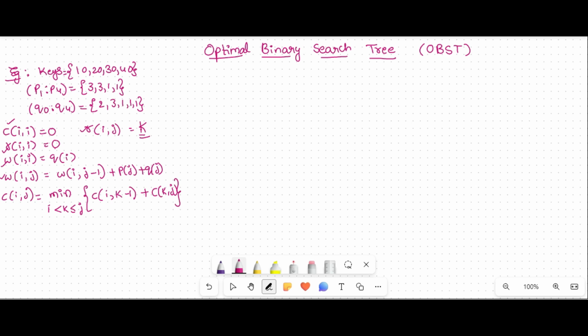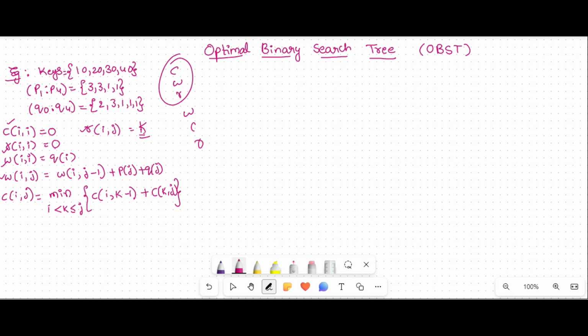So what do we have to calculate? Cost, weight, root: CWR. Or you can remember it like this: first we have to calculate W, after that C, and after that R. Why? Because the R value you will get from K. From where will you get K? From C. And how will you calculate C? Cost is calculated using this formula.